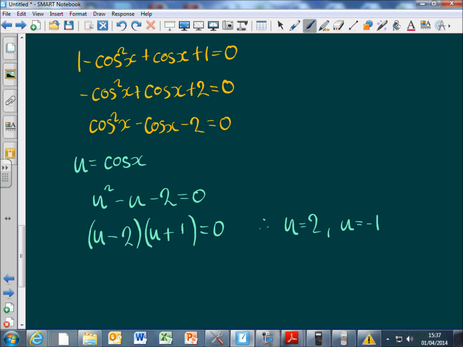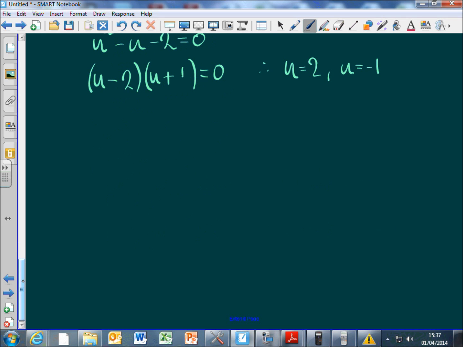Okay? Is everyone happy here? Nearly finished. Remember that u is something you made up. U is actually cos x. So we've actually found that cos x equals 2 and also that cos x equals minus 1. So what we're going to do now is go back to what we did on the first question, and we find all the places on the graph where cos x equals 2, and we find all the places on the graph where cos x equals minus 1. Do you agree?